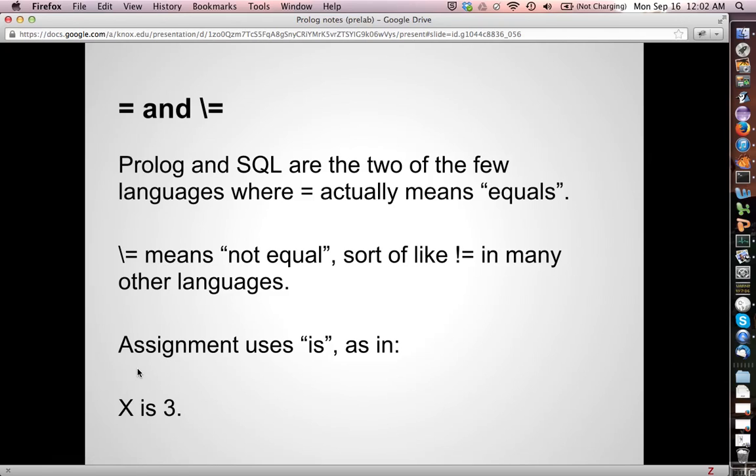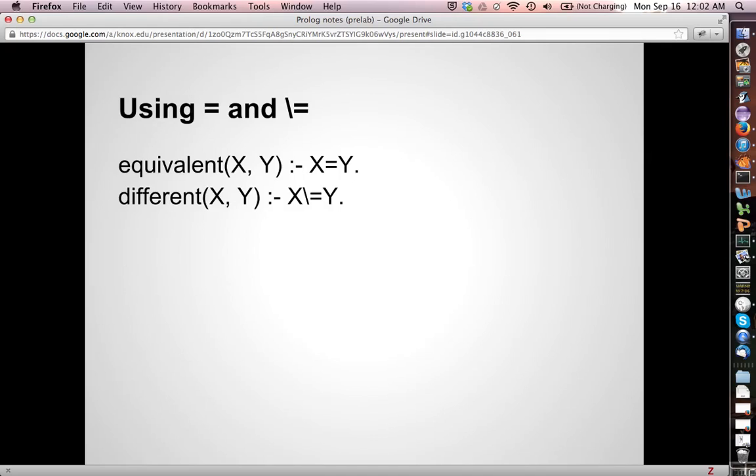So you can sort of tell that this is a language that comes out of a mathematical and logical tradition rather than a more traditional computer science-y engineering tradition.